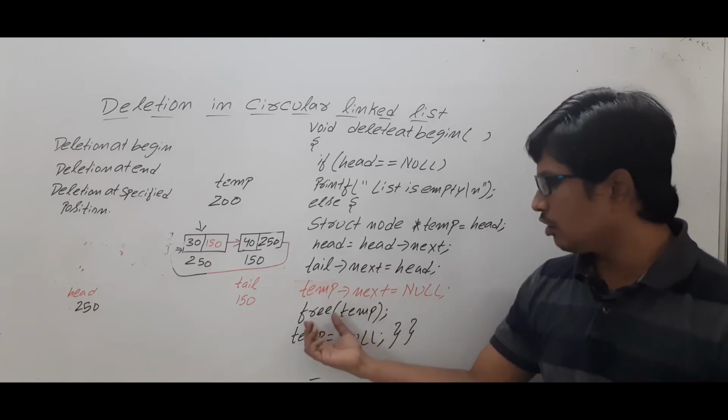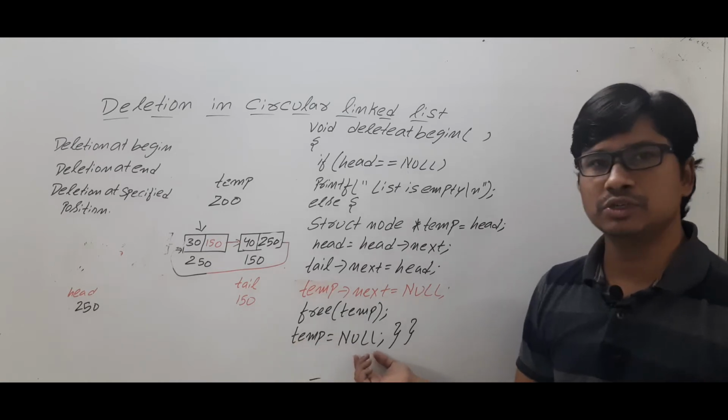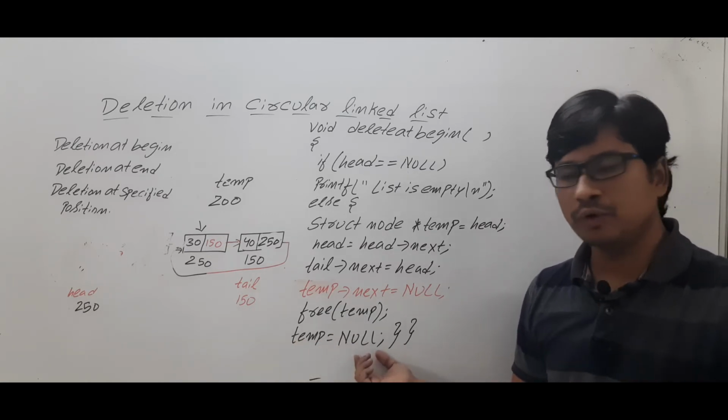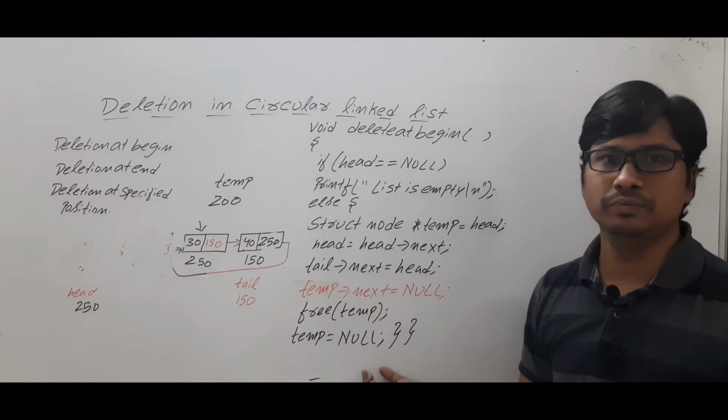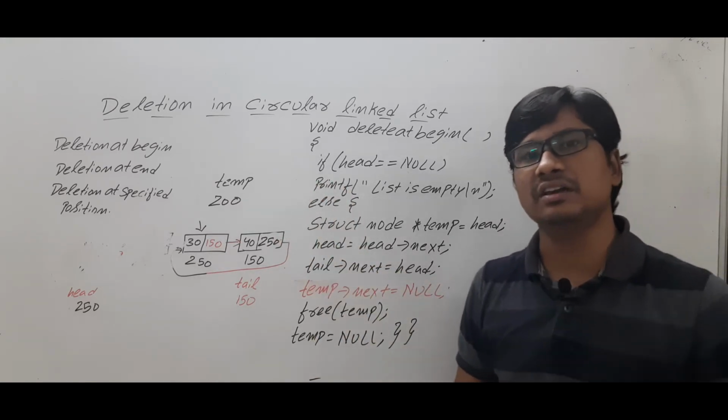Is it clear? A lot of people will stop at free of temp. They will not write temp is equal to null. But if you want to be a good programmer, you should write these steps also. Okay. So this is about deleting a node from the beginning in a circular linked list.